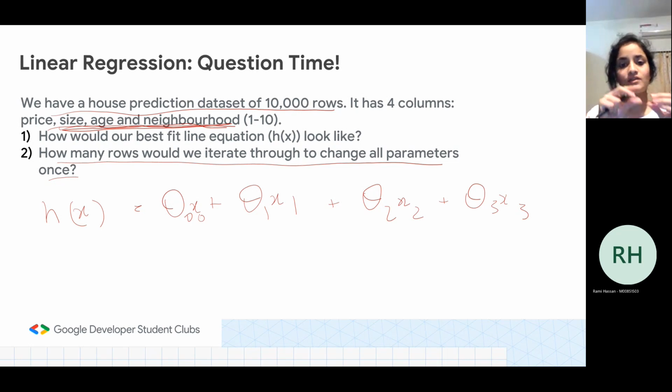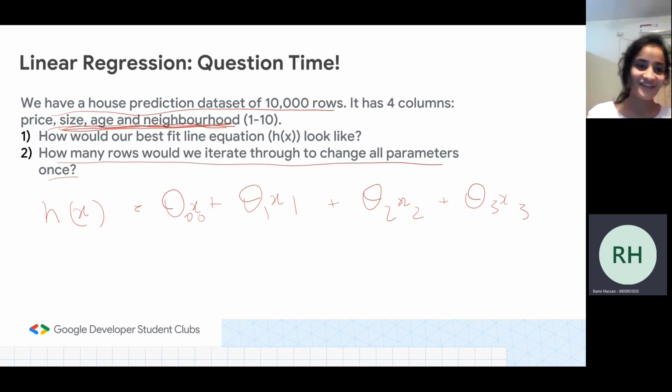So to change all the parameters, in the sense all these thetas once, how many rows do you think it will go through? Any idea? One parameter change goes through the whole thing, and I told you the whole thing has 10,000 rows. So for all these thetas, to change all of them once, how many rows do you think it will take? 40,000? Exactly. Yeah, you're right.